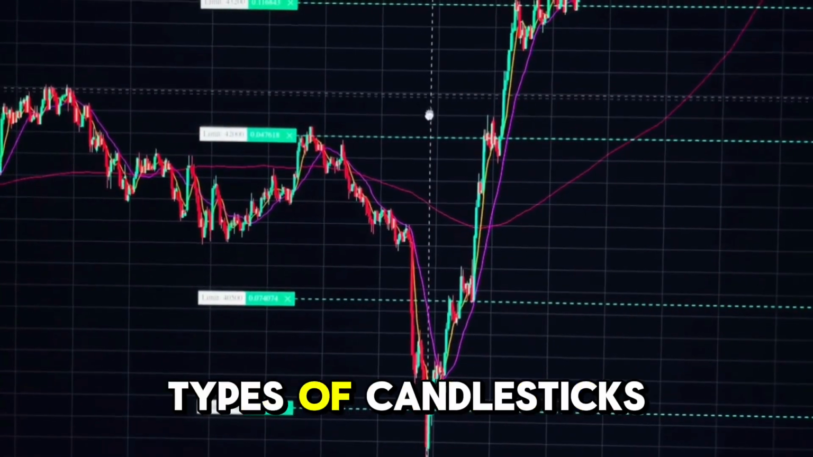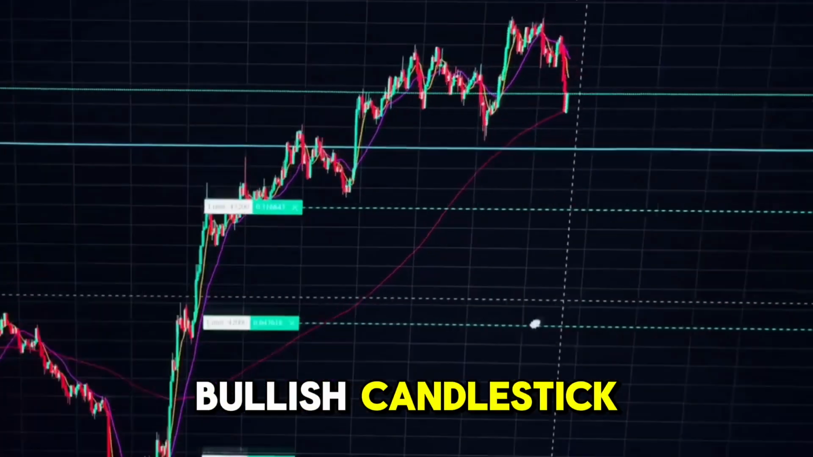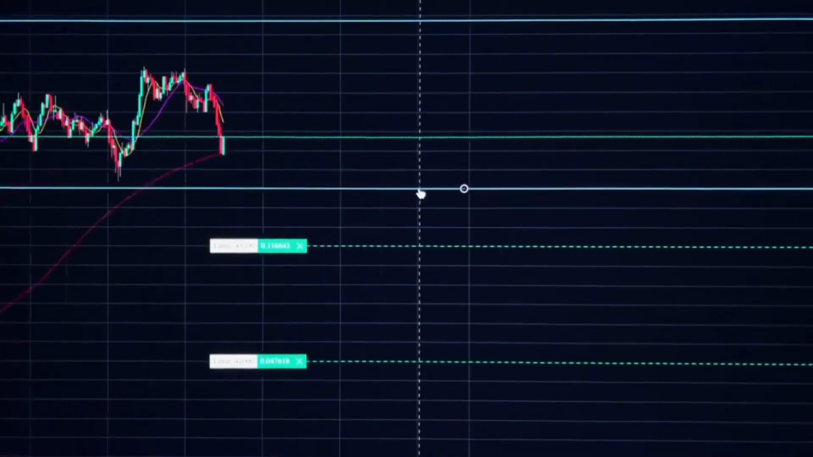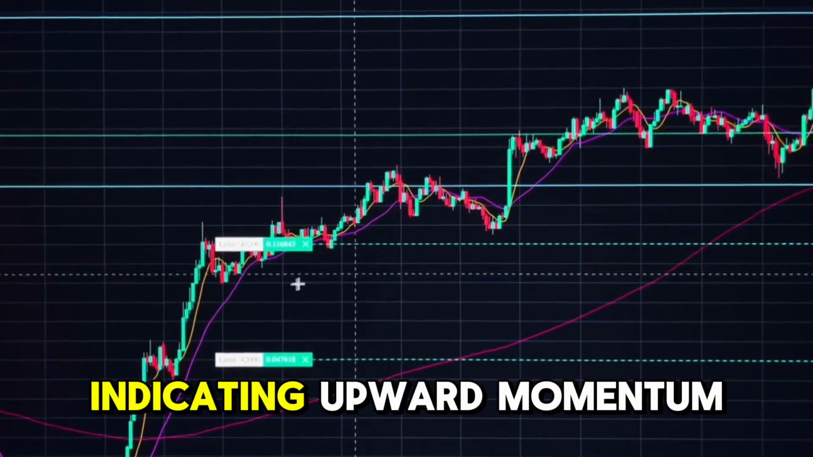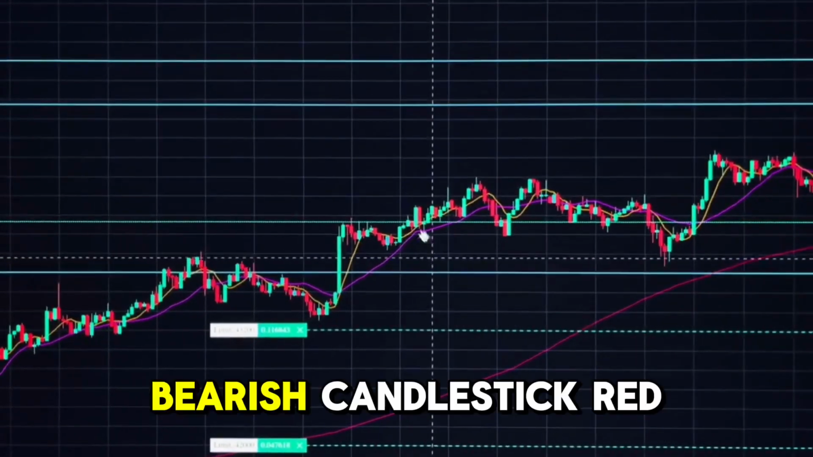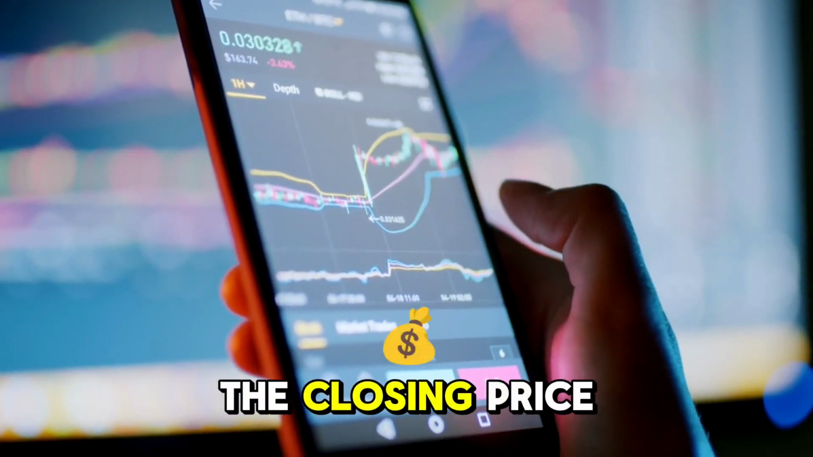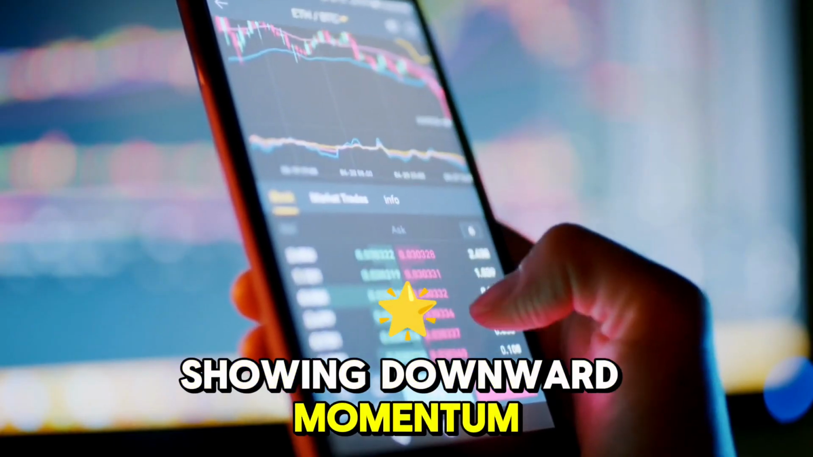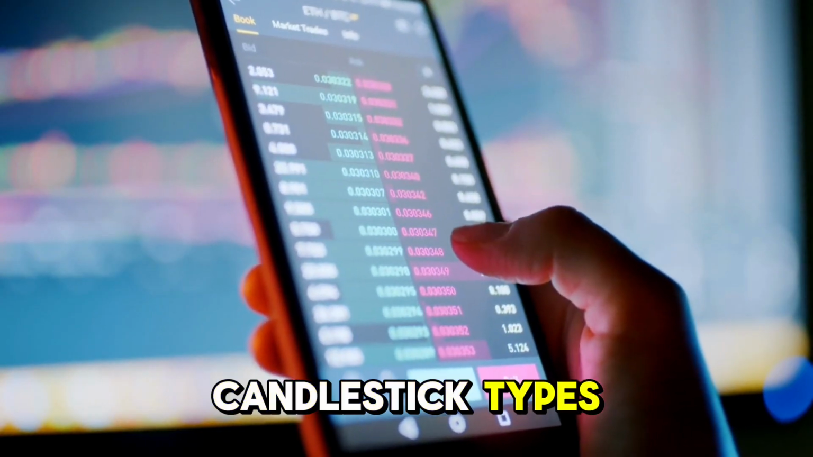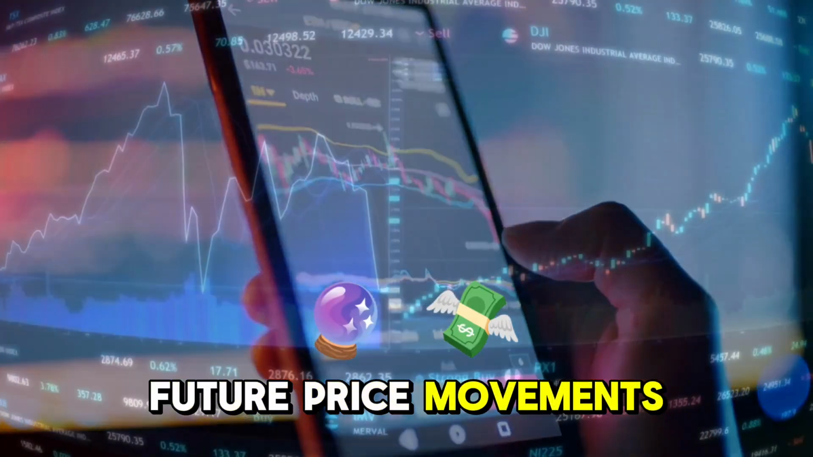There are two types of candlesticks, bullish and bearish. Bullish candlestick, green or white. This shows that the closing price was higher than the opening price, indicating upward momentum. Bearish candlestick, red or black. This indicates that the closing price was lower than the opening price, showing downward momentum. These two basic candlestick types can form different patterns that traders use to predict future price movements.